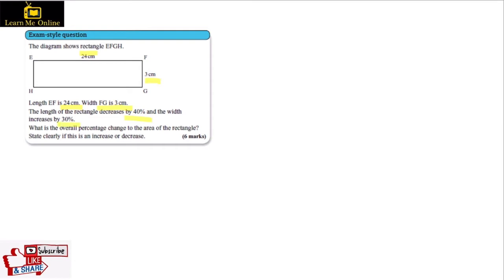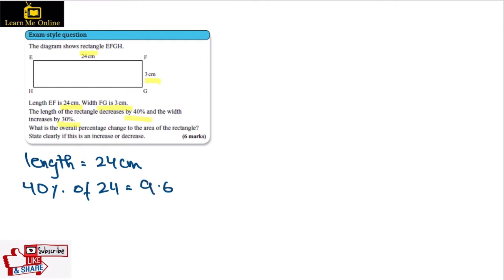We're first going to write down what the length is. The length of the rectangle is 24 centimetres. Because it's decreased by 40%, first I'm going to find out how much is 40% of 24. That would be 9.6. Because the word is decreased, I'm going to write it down over here: decrease. It means from the total you minus 9.6 from it. You will have 14.4.